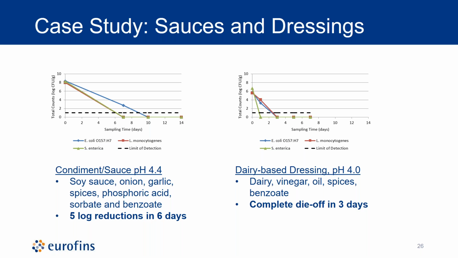Now, in the second example, it's a dairy-based dressing with a pH of 4.0. And in this case, we saw that Listeria was the one that survived slightly longer than the other two organisms. However, we did see die off in 3 days. So again, these bugs all have different rates of die off and different product compositions.